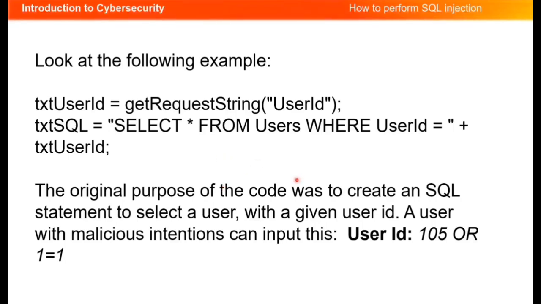Sometimes an error will give some information about the system being contacted. It'll let the hacker know that, all right, they're making some progress. At least they're hitting the system to the point where it's returning an error. And the purpose of the code is to create an SQL statement to select a user with a given user ID. And you can see here what's going on. We are looking for a user ID on the system.